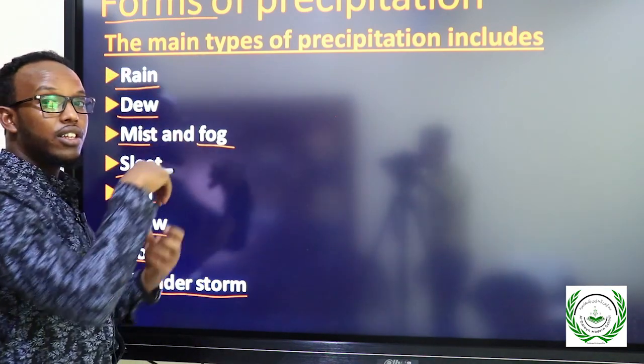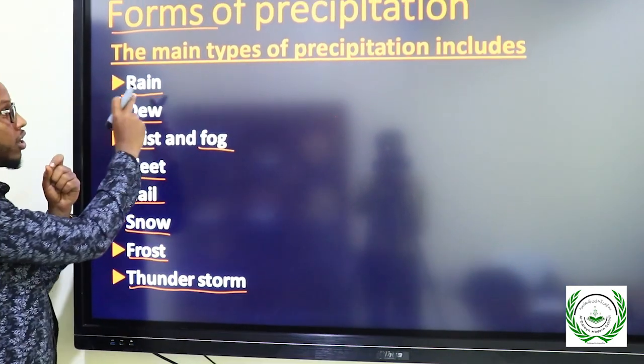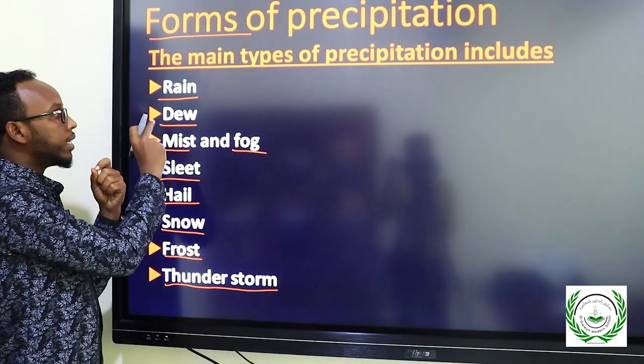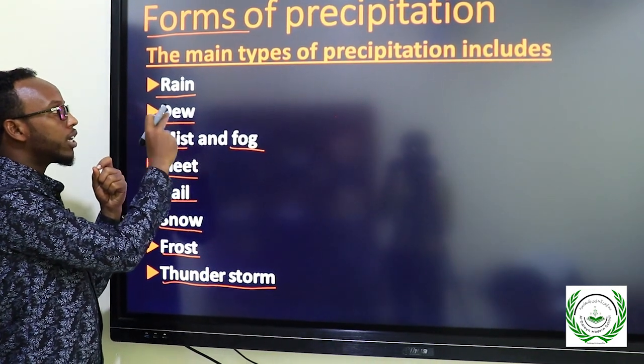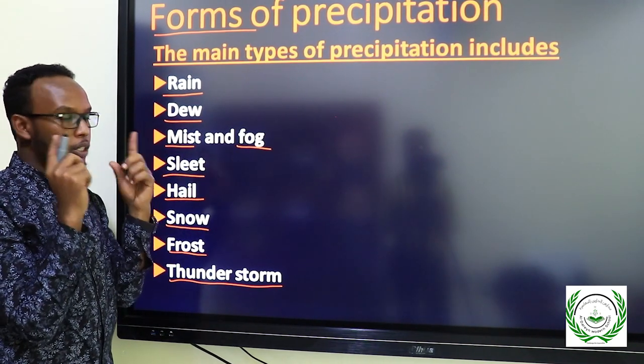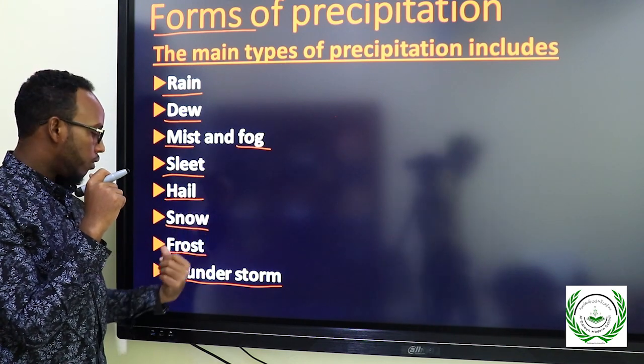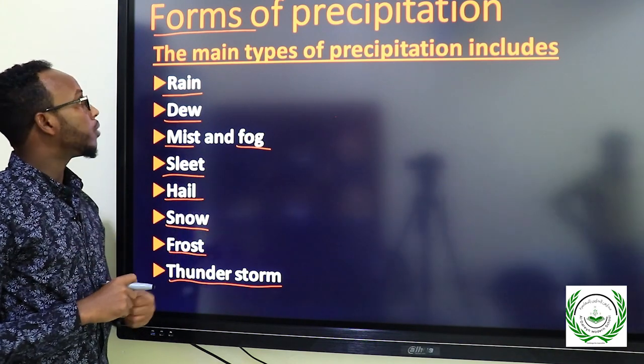So these are the different forms of precipitation. The first form we call rain. The second form of precipitation, let's say dew. The third, let's say mist and fog, sleet, hail, snow, frost, thunderstorm.